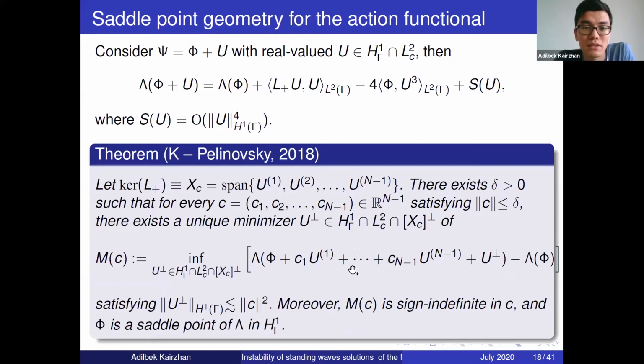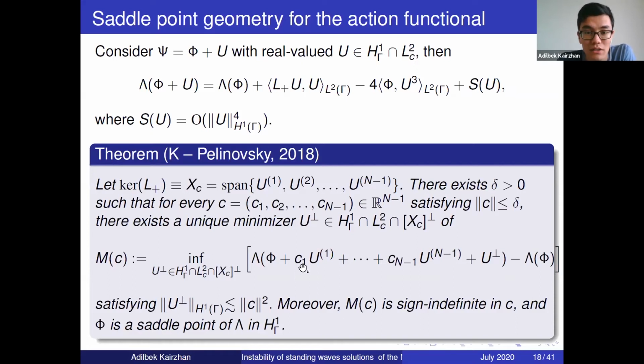this problem has a unique minimizer. The minimization problem has a unique minimizer u perpendicular, which is unique for every c. And also the H1 norm of this u perpendicular is sufficiently small. And also we found that it's sign indefinite in c, and because it is sign indefinite, it means that for different values of c, you might either go below the value of lambda phi or above the value of lambda phi. So in this sense, the phi half soliton is a saddle point of this action functional.